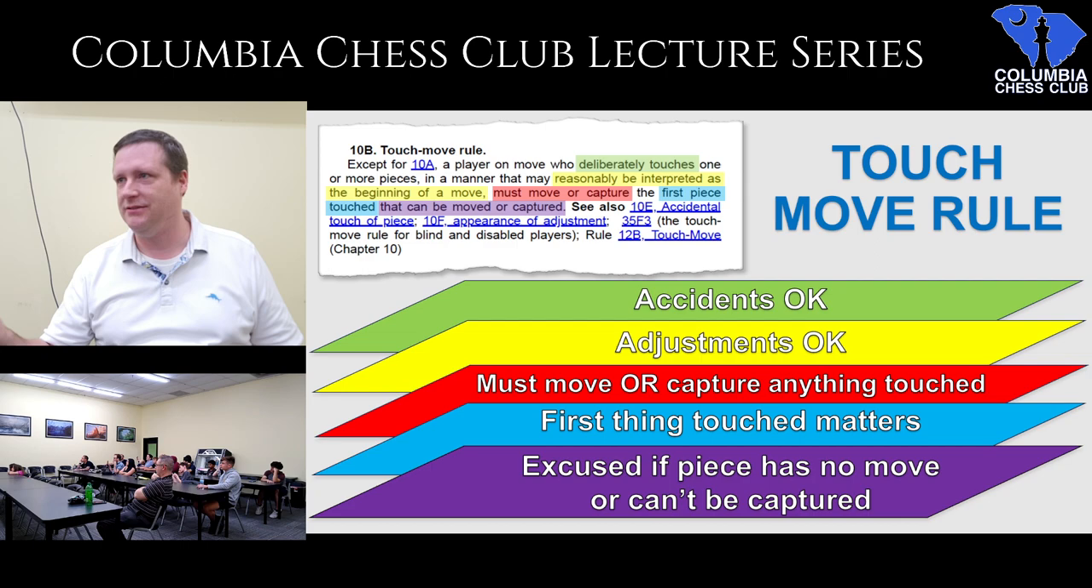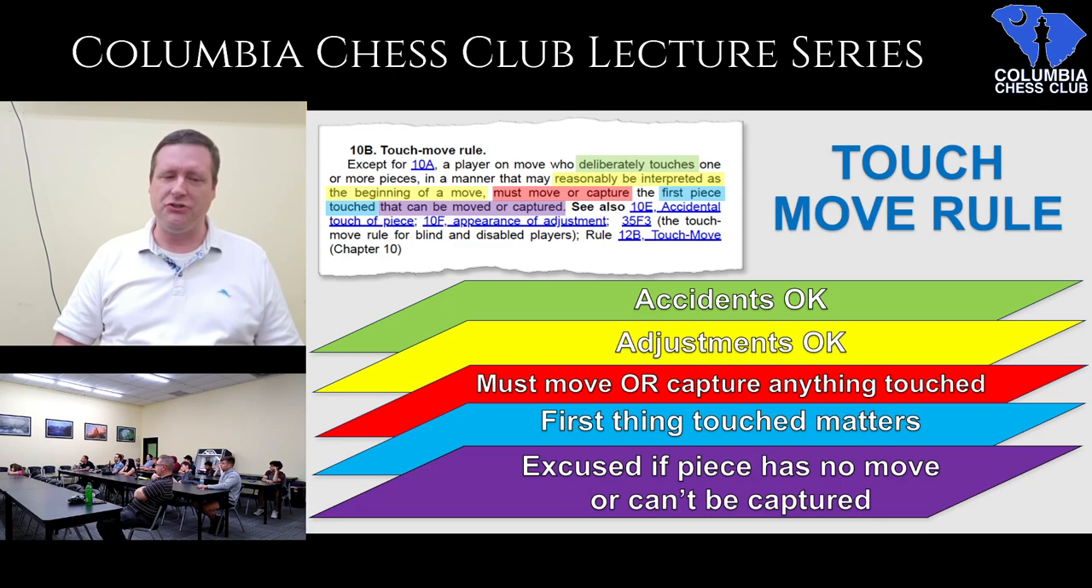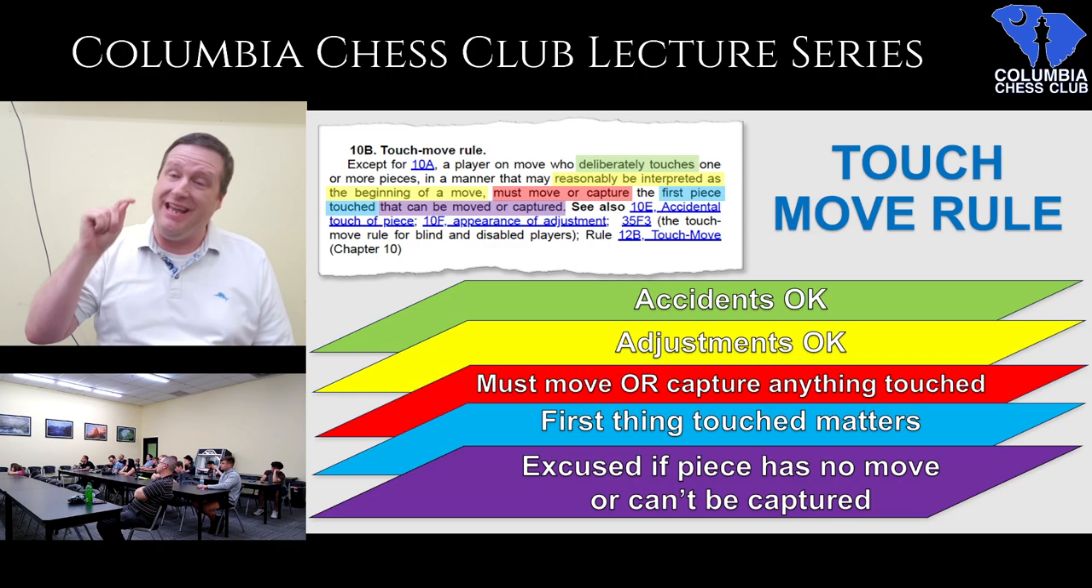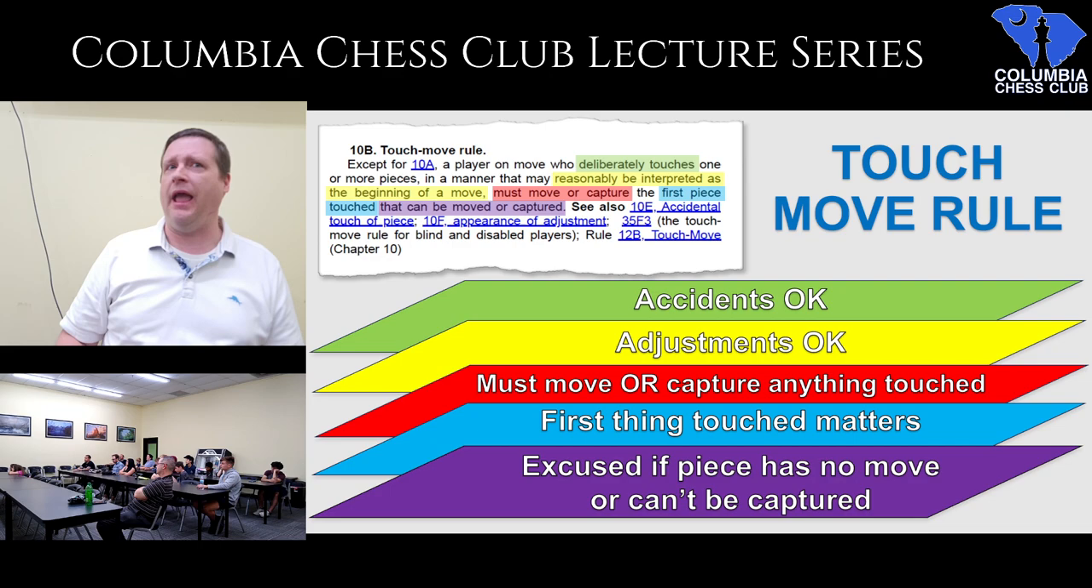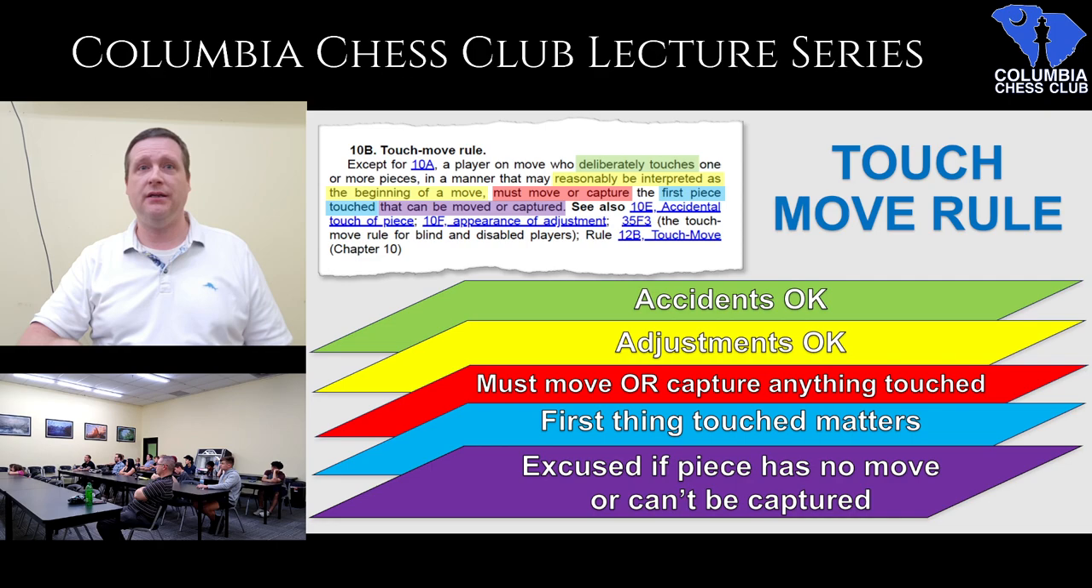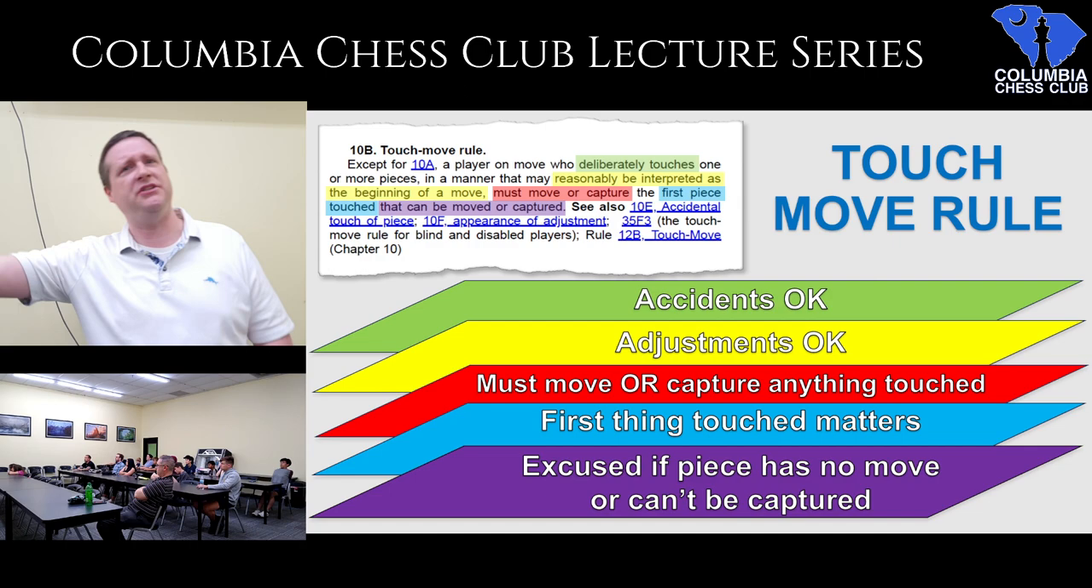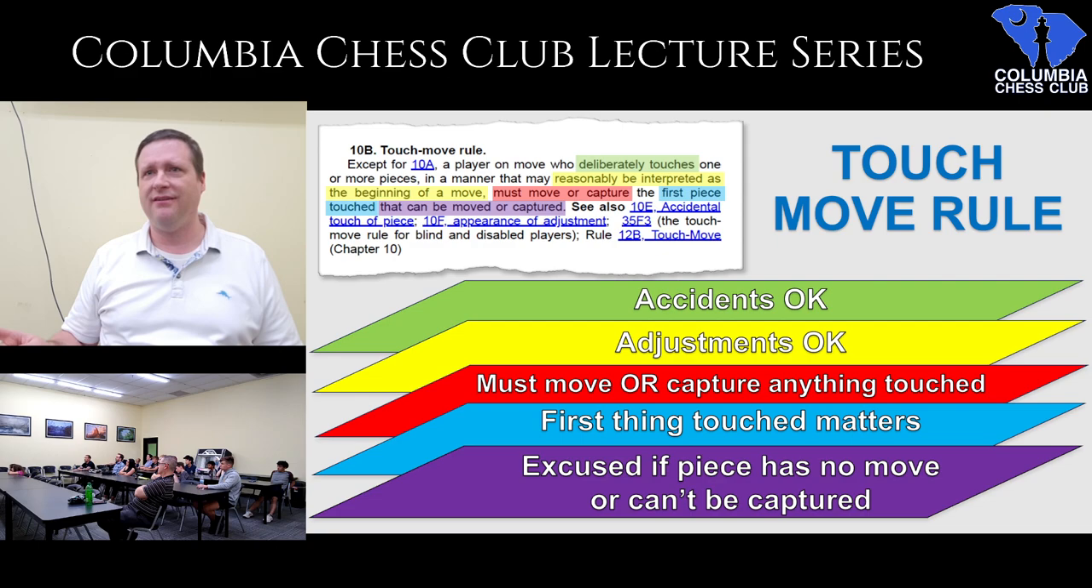The other part of this rule, in the red, is that the touch move rule applies to any of your pieces that can move or any of your opponent's pieces that you can capture. So it's possible that you touch your opponent's piece and then you have to capture it if you can. It could even be that you touch your piece, and then your opponent's piece, but your piece isn't allowed to move, and so now you have to capture it with another piece. So it doesn't matter what you're touching. If you touch anything on the board, you're going to have to move it or capture it if you're able to.